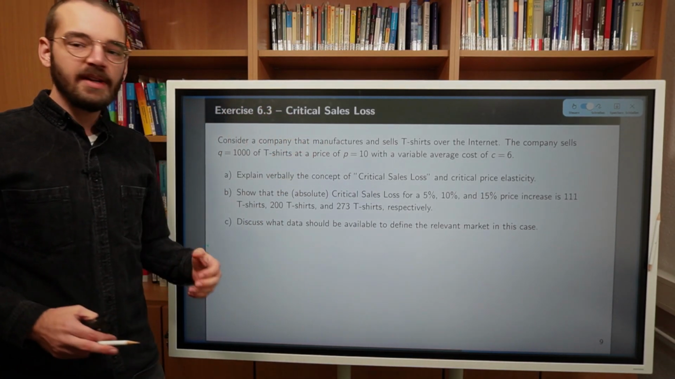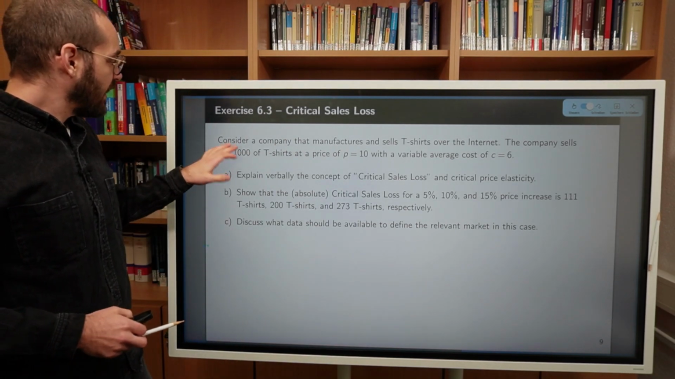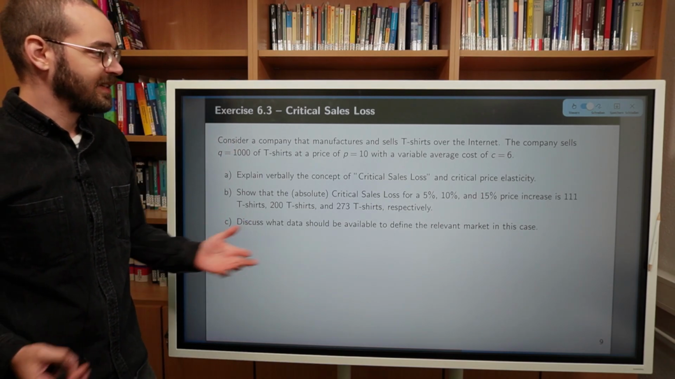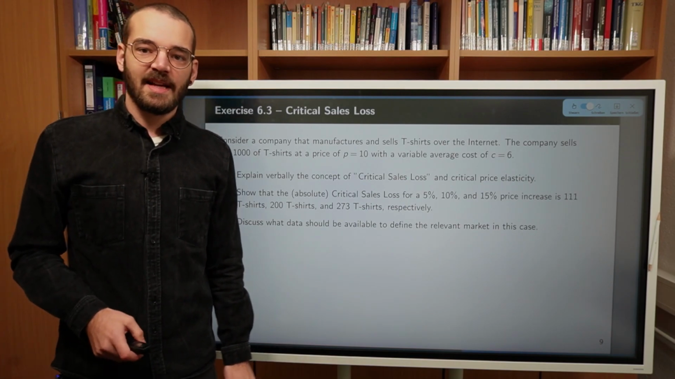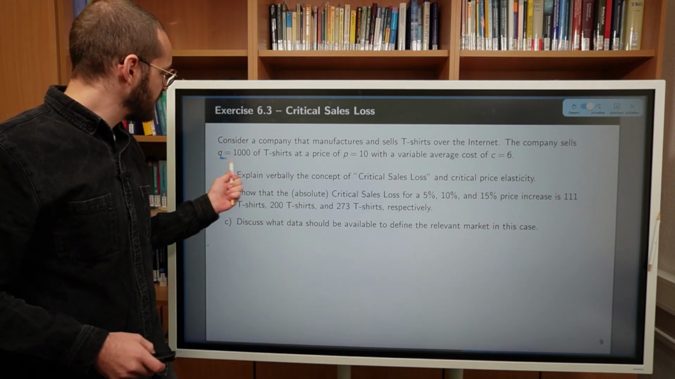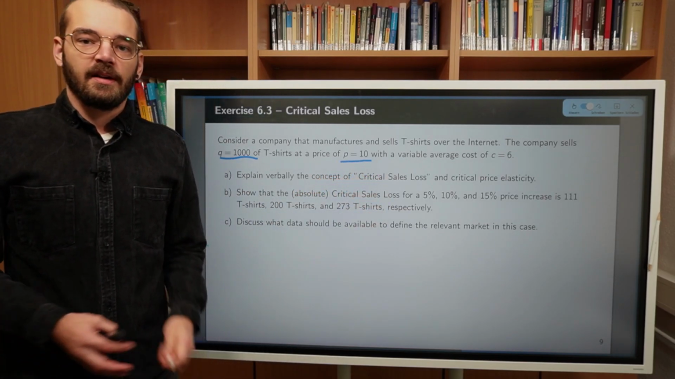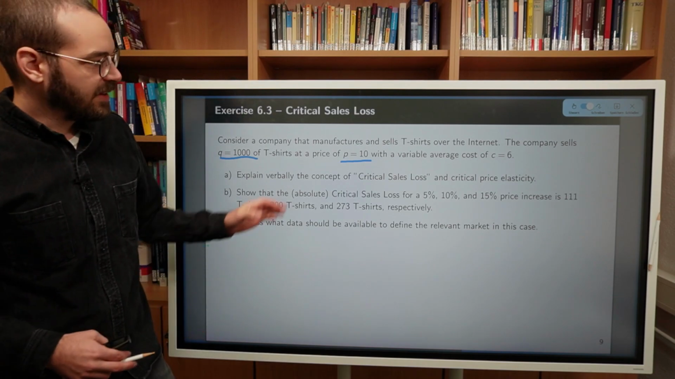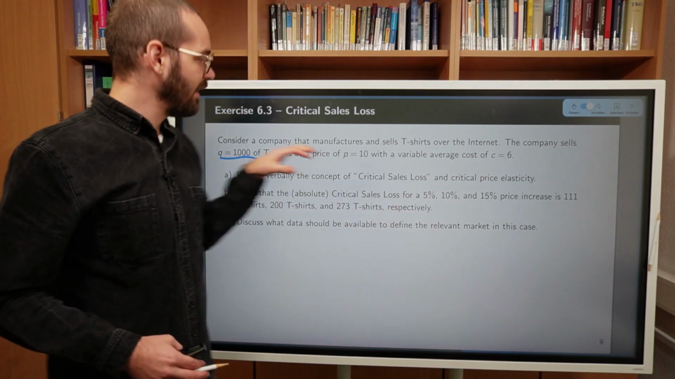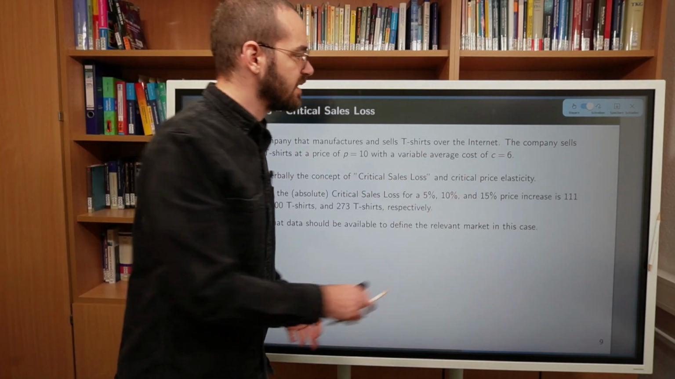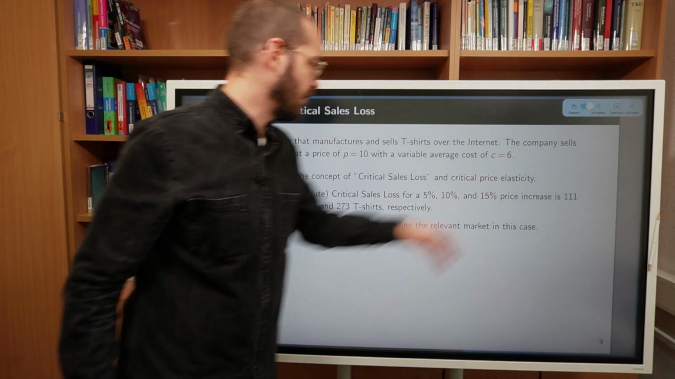In this exercise we are faced with the following situation. We are asked to consider a company that manufactures and sells t-shirts over the internet. We know that this company sells a quantity of 1,000 t-shirts at a price of 10. And we furthermore know that the very average cost of this firm at this point is C equals 6. All right? So that's the situation we are starting from.